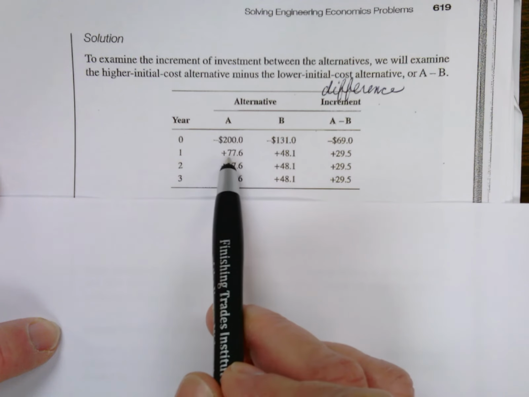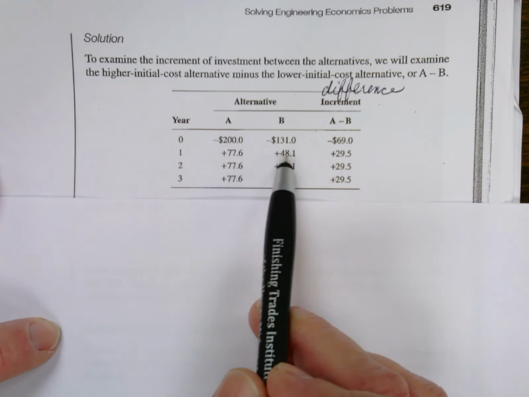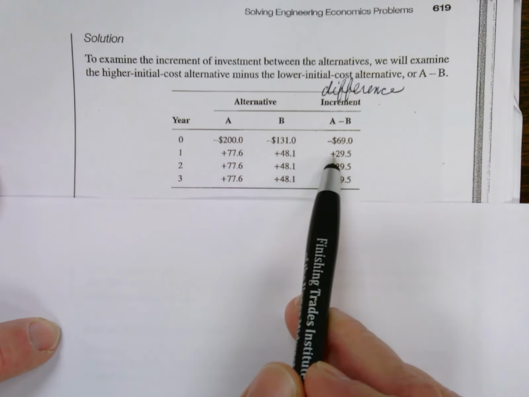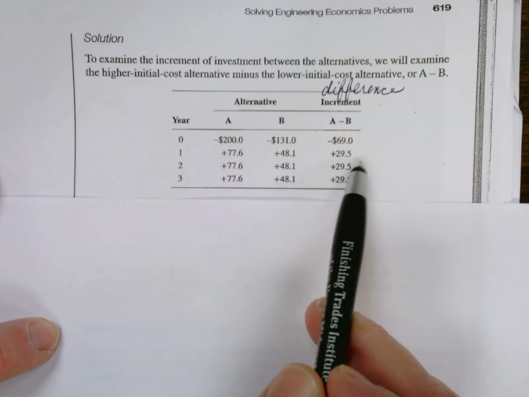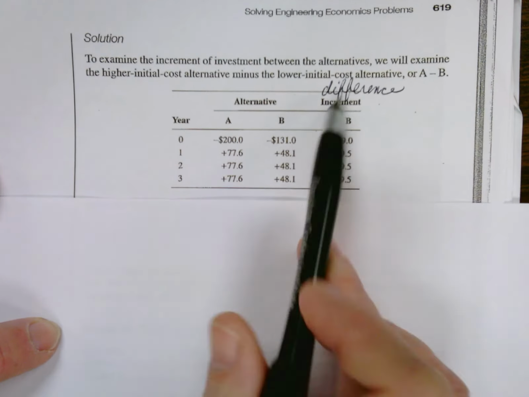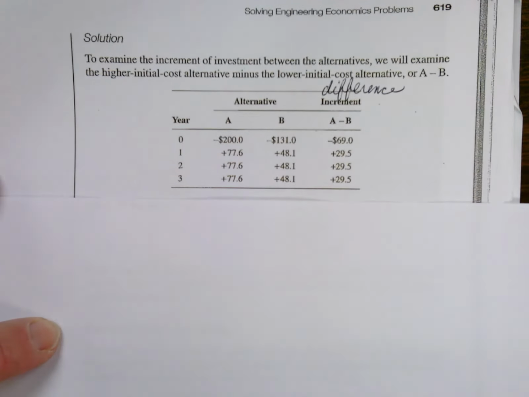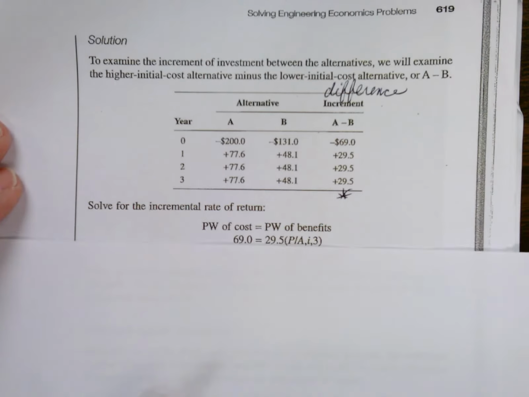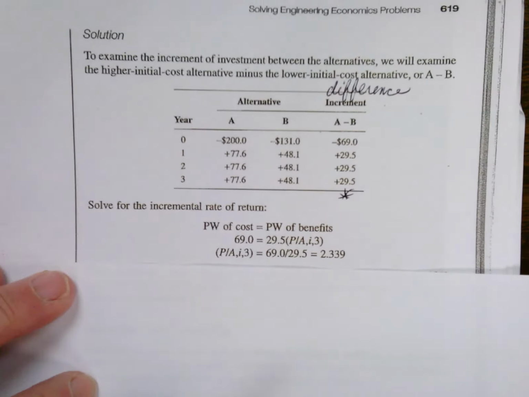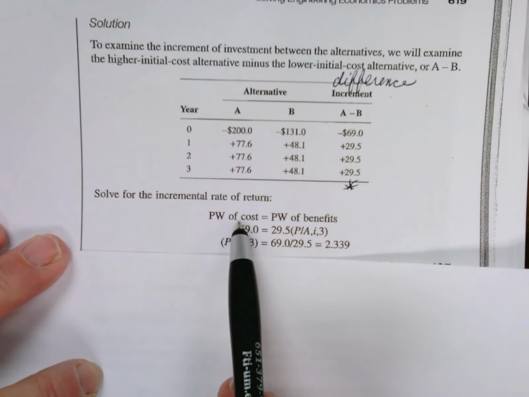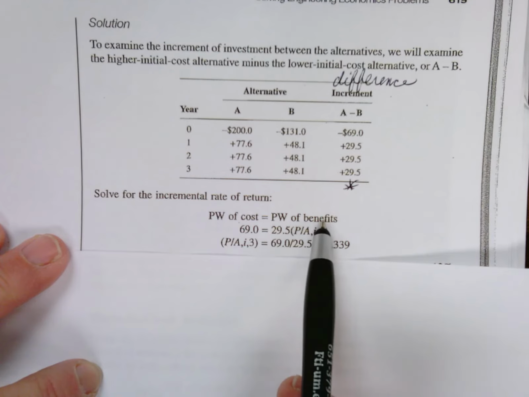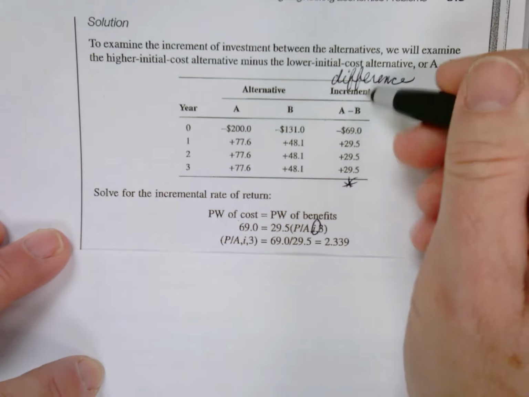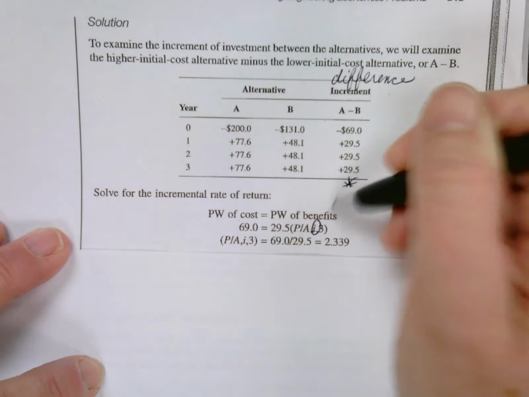Then go to line 1, the benefits, 77.6 minus 48.1. A gives a higher benefit of 29.5 for each and every year of the 3 years. So there's the difference column, and that's actually the column that we're going to be doing the analysis on in incremental analysis. What we want to do is set the present worth of the cost equal to the present worth of the benefits, and we're asked to find the rate of return on this set of cash flows. So we're going to find i.